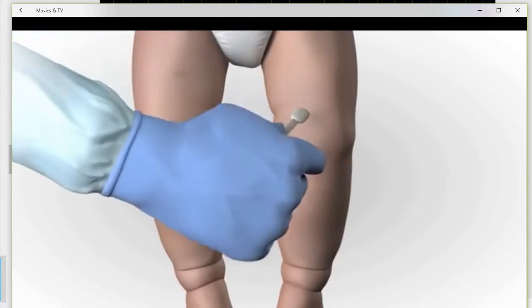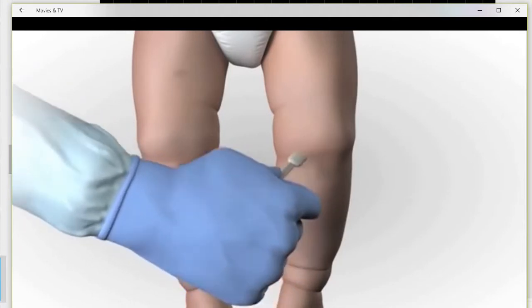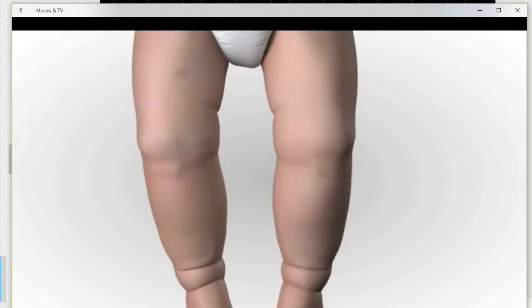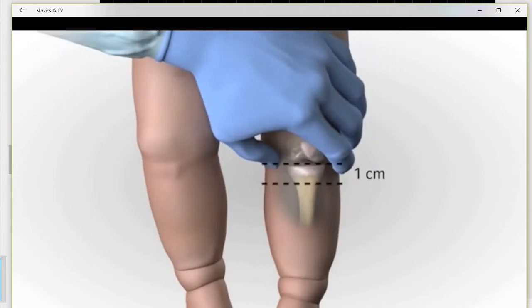Extend the leg. Prepare the site by using antiseptic of your choice. Use a clean, no-touch technique. Insertion site is approximately 1 cm medial to the tibial tuberosity, or just below the patella, approximately 1 cm, and slightly medial, approximately 1 cm, along the flat aspect of the tibia. Pinch the tibia between your fingers to identify the center of the medial and lateral borders.